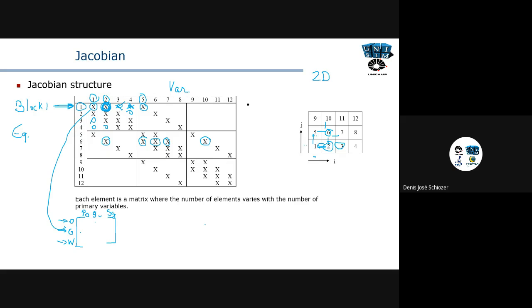That's why the selection of the grid is so important, because the size of the matrix that I'm going to solve is a function of the grid size that I'm going to put in the reservoir. And of course, if I have a very complex grid with more than 5, 6, 7, 8 neighbors, I'm going to have a lot of terms there.